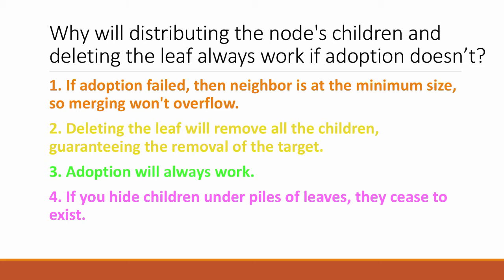So the correct answer here is actually the first one. If adoption failed, it means that you are underflowing, and it means your neighbor is at the minimum size. Your neighbor can't afford to give up anything. So if you add your less than half with your neighbor at half, you'll always be guaranteed to be able to fit all of the necessary subtrees and or keys together in the node by merging together with your neighbor.